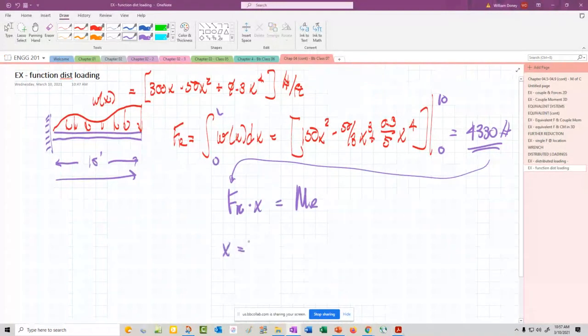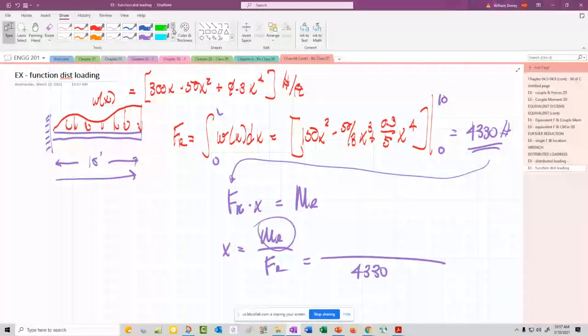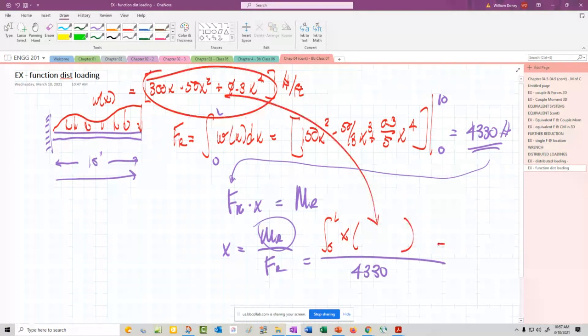So to find that distance, it's going to be the resultant moment over the force. We just found the force as the 4330. How do we find this moment? Well, the moment is going to be the force times a distance. So we're going to integrate from 0 to L x times this function. And if you go all the way through that, you should get 25,000 over 4330. That gives us 5.7 feet.